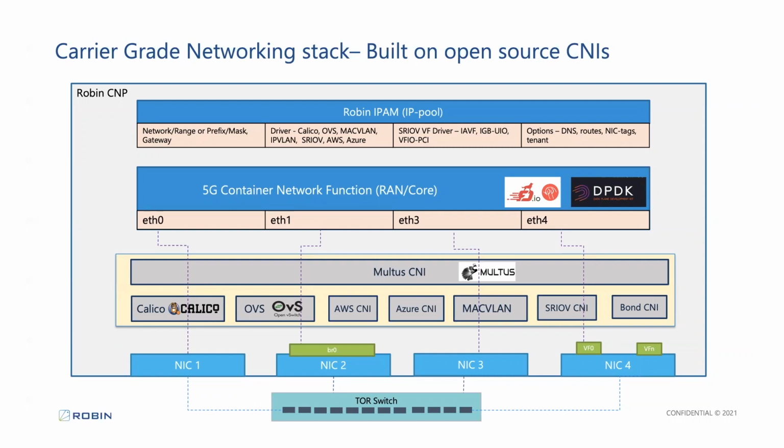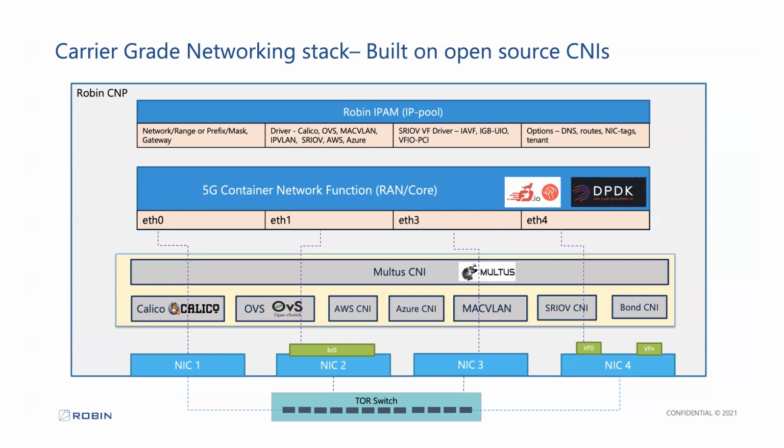to that specific network. And that network can be mapped to a specific driver such as Calico, OVS, MacVLAN, SRIOV, or if you're deploying in public cloud, AWS CNI or Azure CNI. And for SRIOV, there could be additional drivers like the kernel-based driver, IAVF driver, or IGB UIO driver, or VFIO PCI driver for DPDK applications. You can also specify additional settings on the IP pool, such as DNS, routes, NIC tags, and tenant.